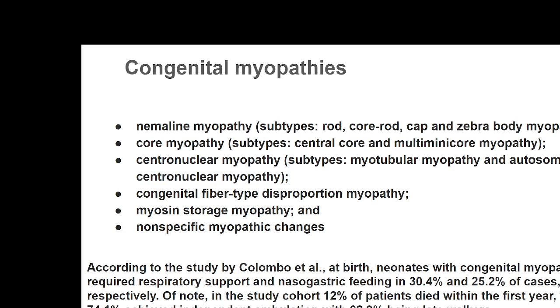So that's about the myopathies as such. As far as the treatment is concerned, virtually, as I told you, there is not much benefit in the outcome of the treatment except in a few of this group of myopathies which we have referred to. And the further details, of course, I think are not really of practical use. Congenital myopathies, again, are subcategorized into nemaline myopathy, core myopathy, centronuclear myopathy, congenital fiber type disproportion myopathy, myosin storage myopathy, and non-specific myopathic changes.